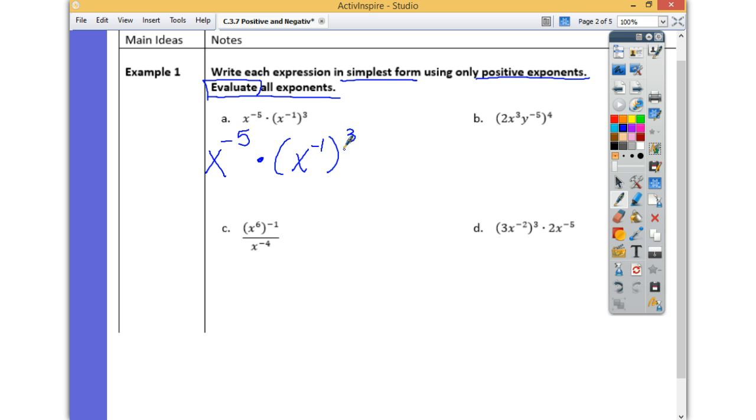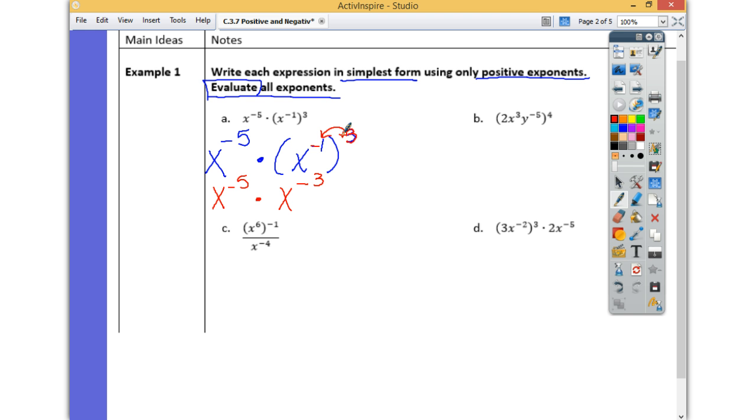Parentheses. Okay? Meaning what? Negative 1 times 3. The x to the negative 5 stays the same. I still have x to the negative 5 times, what will this be? X to the negative 3, because a negative times a positive is a negative.